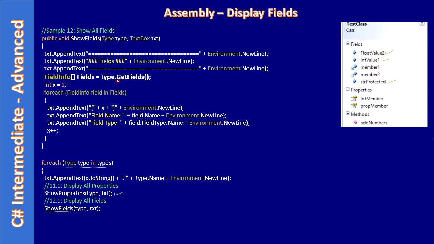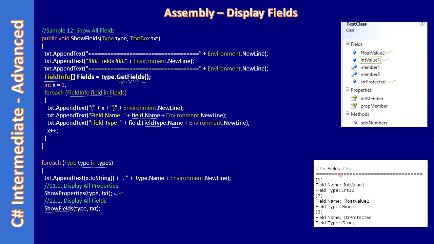From type, this time we are making call to get fields, and this will retrieve field info array just like what we did previously. This time we are iterating through the field info array, then we display field name, then field type dot name. So field name will retrieve name of the field. Say for example here name of the field is int value 1. Then we need to display its type also. That's why from field we retrieve the property field type, then we will ask for its name. So if it is a boolean, then name will return boolean here.